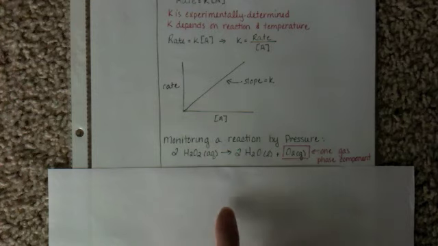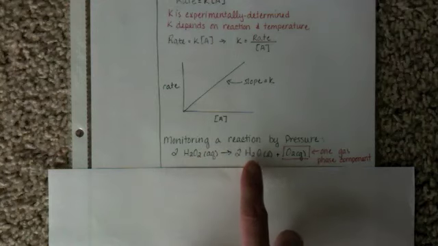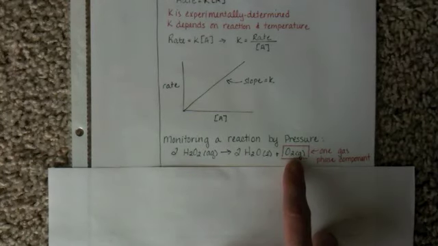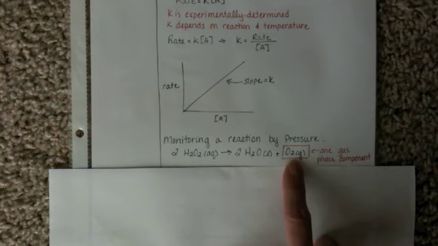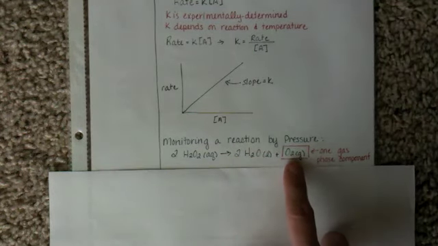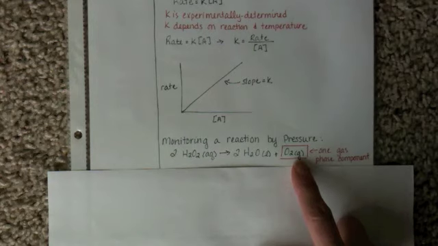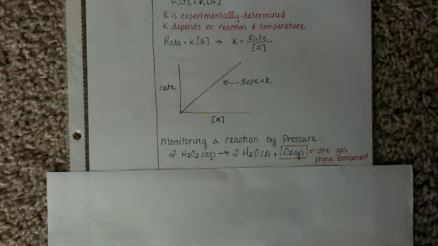For example, the decomposition of hydrogen peroxide, which has aqueous hydrogen peroxide turning into liquid water and oxygen gas. Because this reaction has only one gas phase component, you could easily monitor the rate of this reaction by looking at the pressure. As this reaction proceeds, the oxygen gas is going to be produced, and it's going to cause the pressure, if it's in a closed container, to increase. And you can relate that increase in pressure to the concentration of the oxygen gas and use it to calculate the average rate of the reaction.